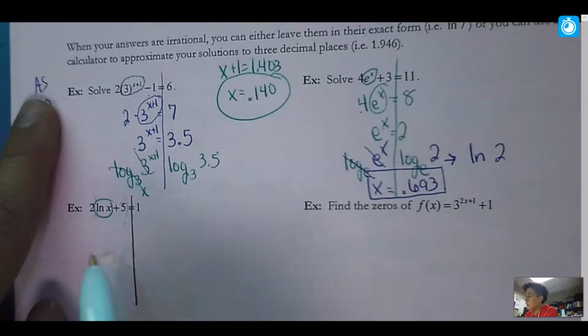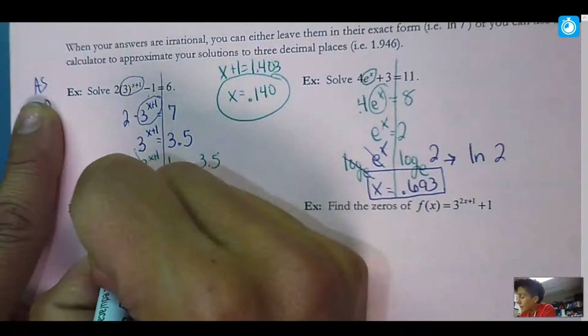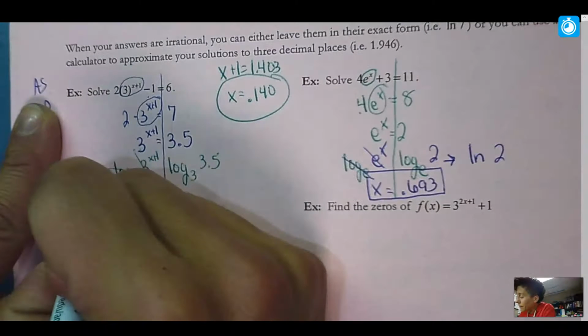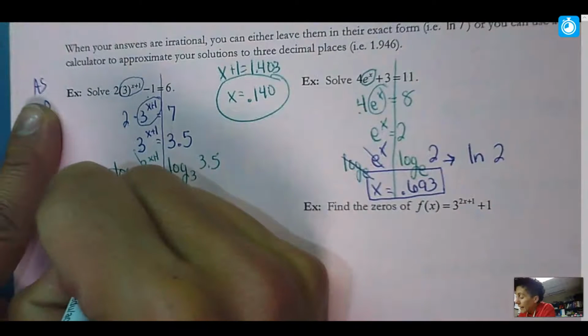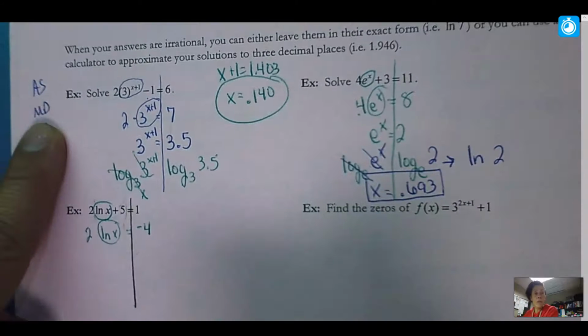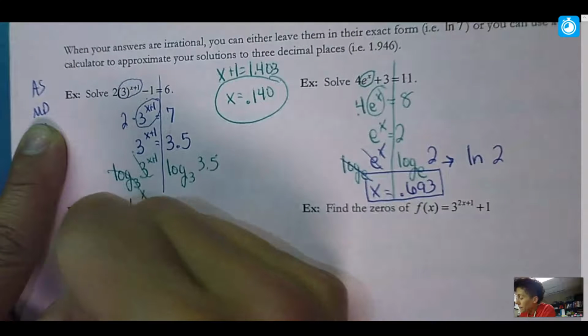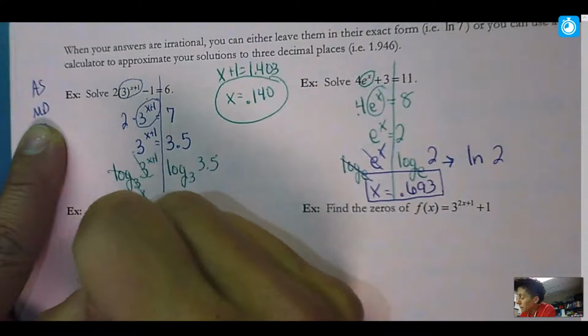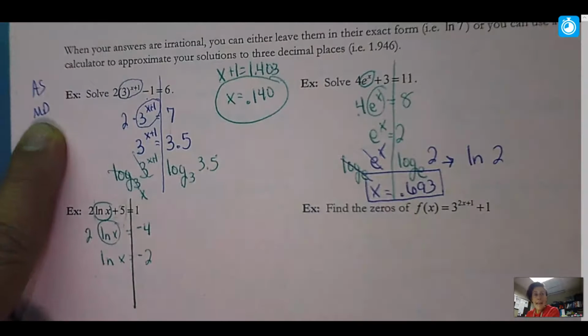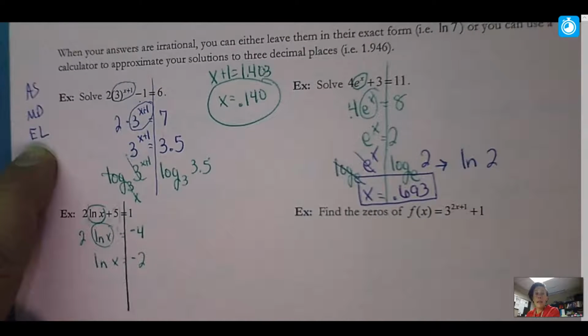So first move the addition subtraction. I'm going to subtract 5. That gives me a negative 4. And I like to keep this circled the whole way. Now I'll move the multiplication division. I'm going to divide by 2. Okay. And now to undo the log, I'm going to make an exponent.